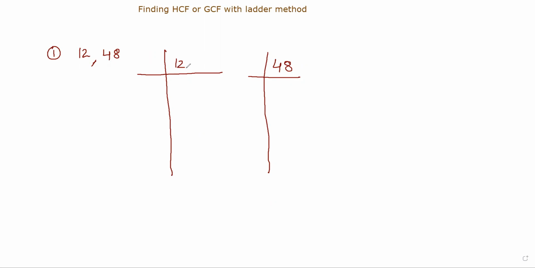Okay, 12 is an even number. Obviously, it's divisible by 2. So if I divide 12 by 2, I get 6. Again, I form a step. Then I see 6 is also an even number, so it is also divisible by 2. So I divide 6 by 2, I get 3. Then obviously 3 is a prime number, and 3 divided by 3 gives 1. I'm ending this prime factorization here.